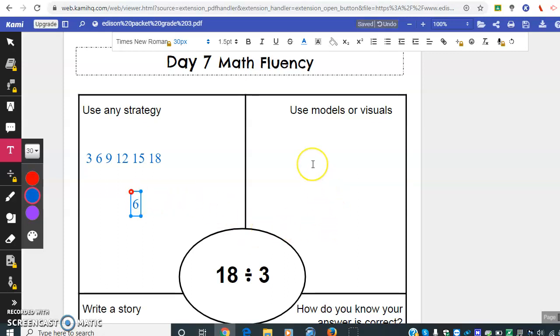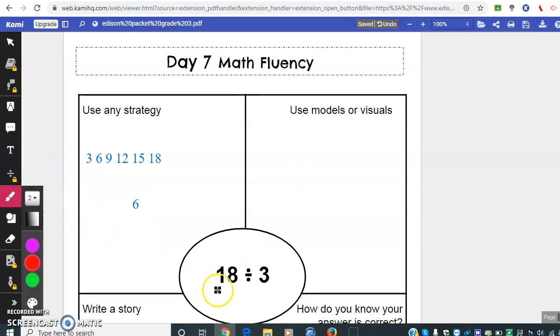I'm going to show it using models or visuals. I'm basically going to do it like you saw on the day 7 math page. I'm going to start with 18 items, and then I'm going to put them into groups of 3. So 18 is my total number. And then I'm going to put it into 3 groups.